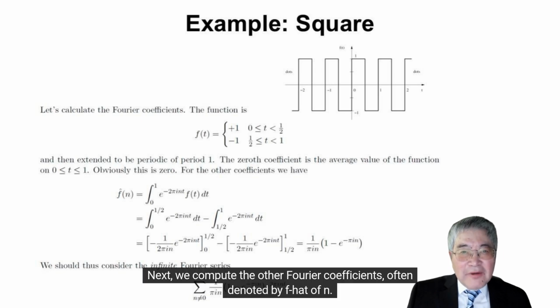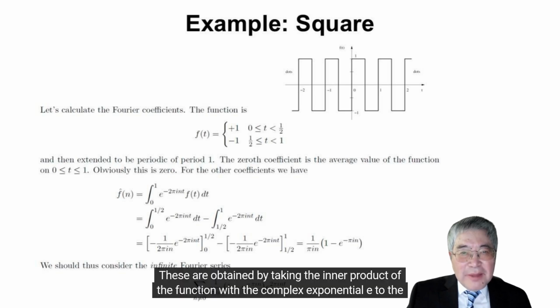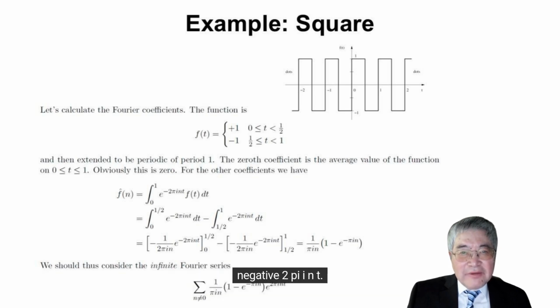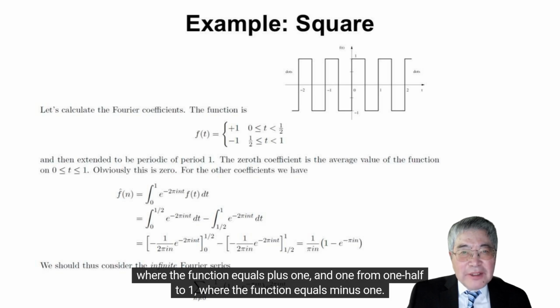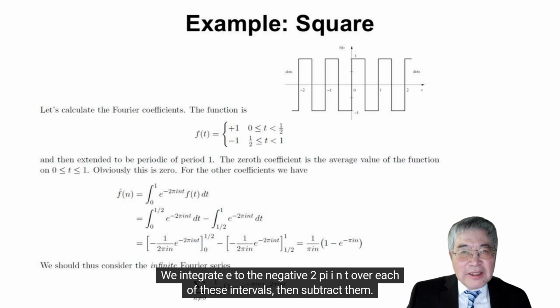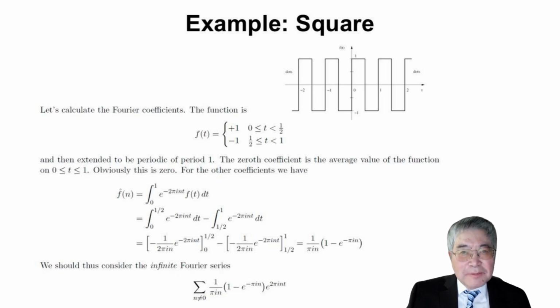Next, we compute the other Fourier coefficients, often denoted by f hat of n. These are obtained by taking the inner product of the function with the complex exponential e to the negative 2 pi int. Since our square wave has two constant segments, we split the integral into two parts, one from 0 to 1/2, where the function equals +1, and one from 1/2 to 1, where the function equals -1. We integrate e to the negative 2 pi int over each of these intervals, then subtract them.